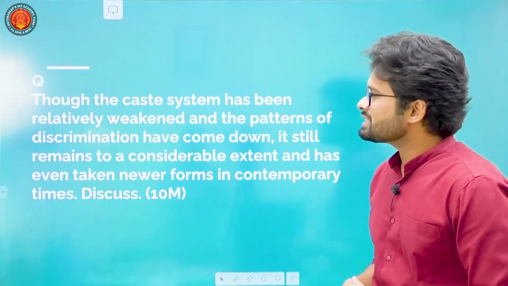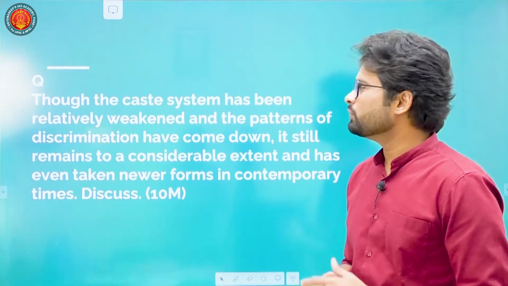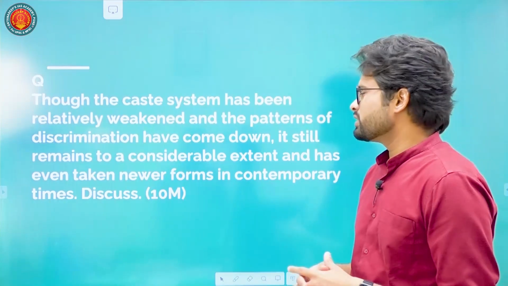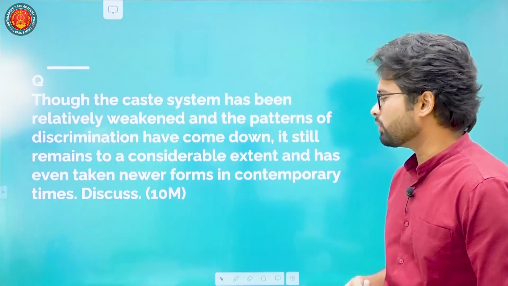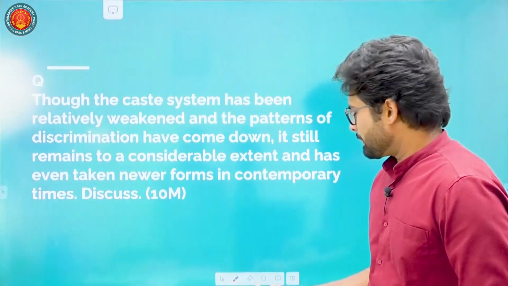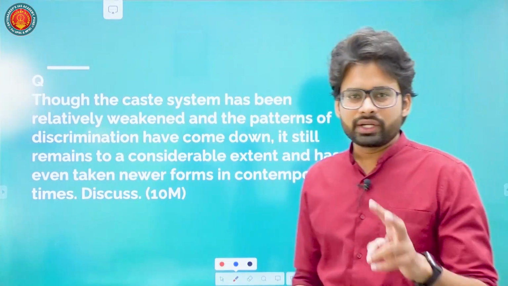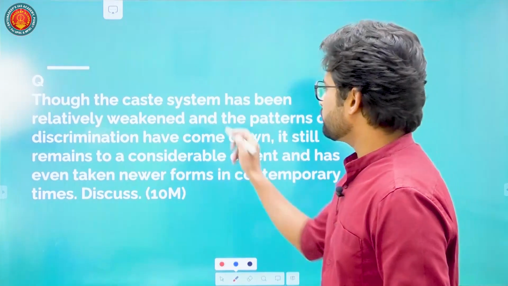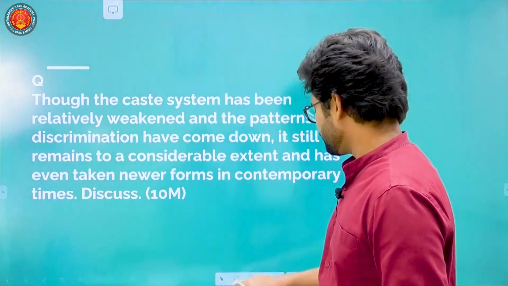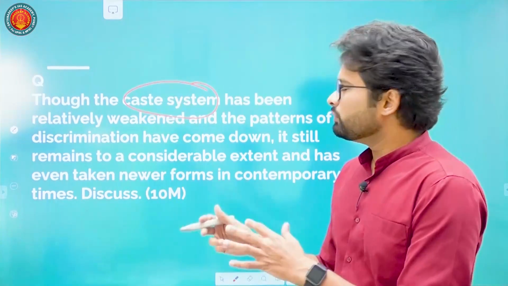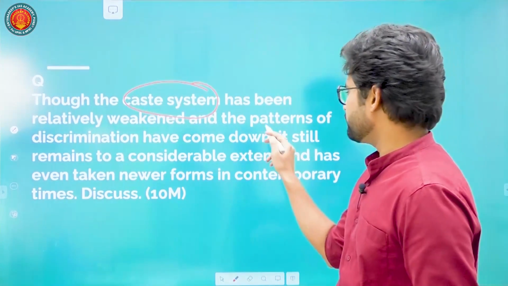Look at this now. The first question is, though the caste system has been relatively weakened and the patterns of discrimination have come down, it still remains to a considerable extent and has even taken newer forms in contemporary times. You have to discuss that, right? So first of all, as it is a 10-marker question, basically we can divide this question into two different subparts. The first part can be, it is relatively weakened and patterns of discrimination have come down. So this can be the first part to address in your answer.